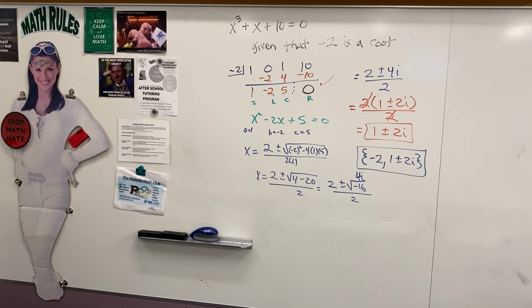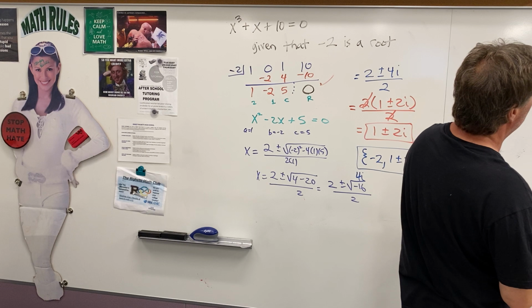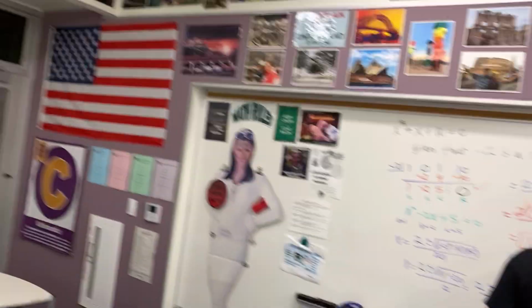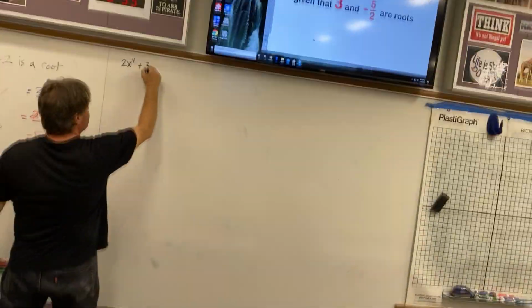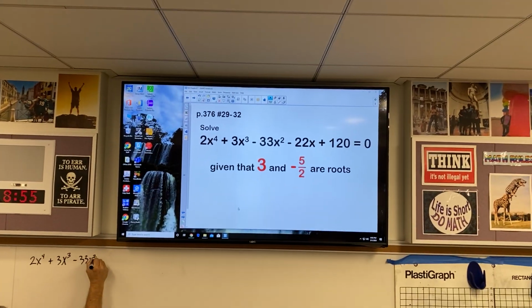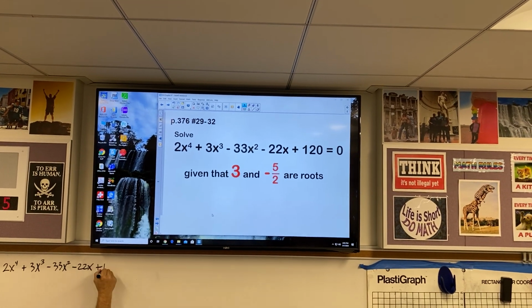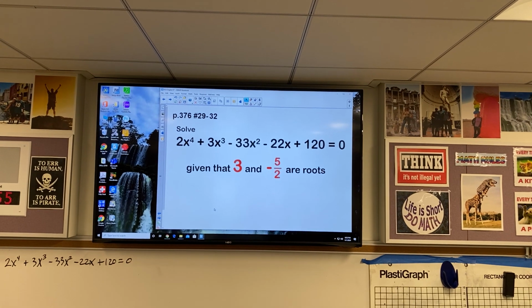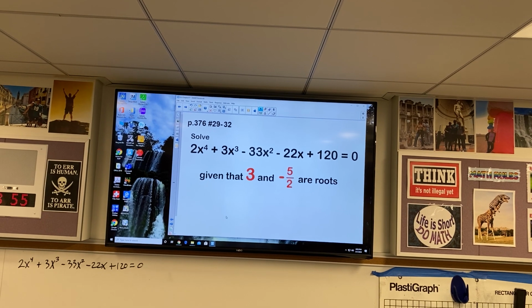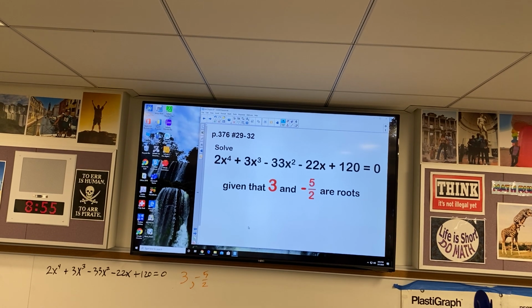Same idea, kind of, except we're going to step it up a notch. So, here we go. This one. Same idea. Solve, except, notice, this is a 4th degree: 2x to the 4th plus 3x to the 3rd minus 33x squared minus 22x plus 120 equals 0, right? That polynomial, given that 3 and -5/2 are roots. So I'm going to put 3 and -5/2 are roots.